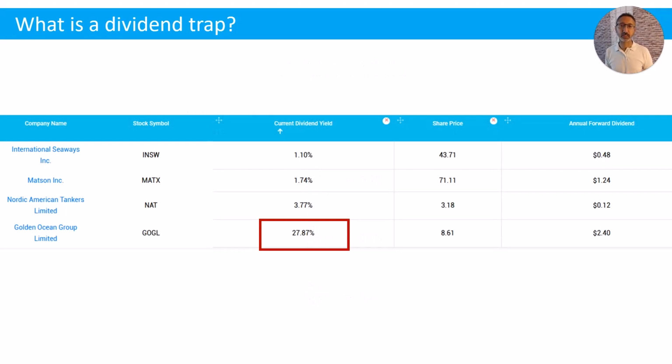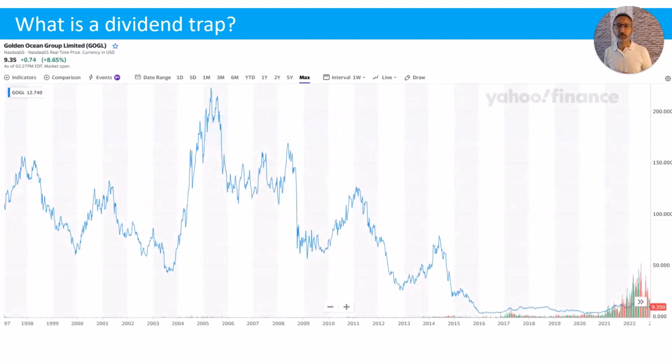And you can see here it's extremely high. If we look at again, this is Golden Ocean Group. We're going to look at their stock price. Take a look at the drop, right? Since 2016, the stock price has dropped drastically and has stayed low for the longest time. So there's something going on here.